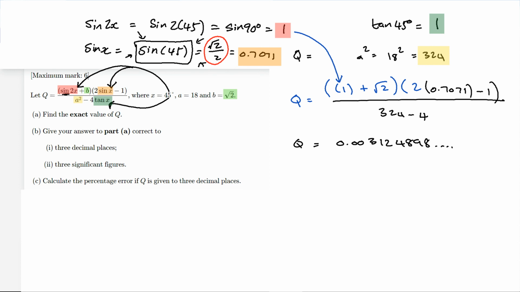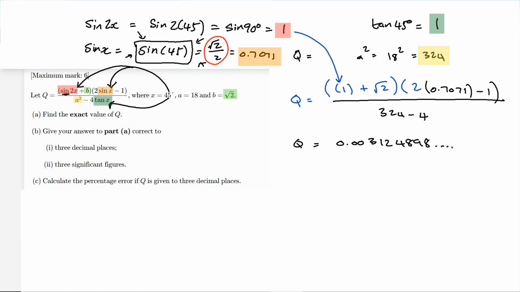Alright, so in this question of the year, we're given the following expression. We've got sine 2x, and we've got sine x, tan x, and a squared, and b, and all these different components where we've got to find the exact value of q.